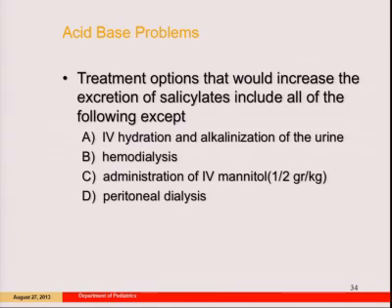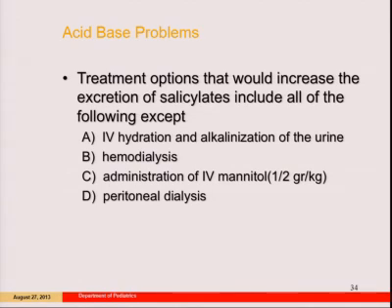Correct. Mannitol will increase urine output, but won't increase the excretion. The reason alkalinization works is because you're excreting acetylsalicylic acid. So if you alkalize the urine, you neutralize the acid and you can get more out. Hemodialysis is by far the most efficient way.